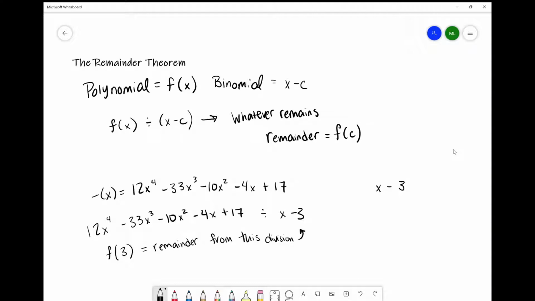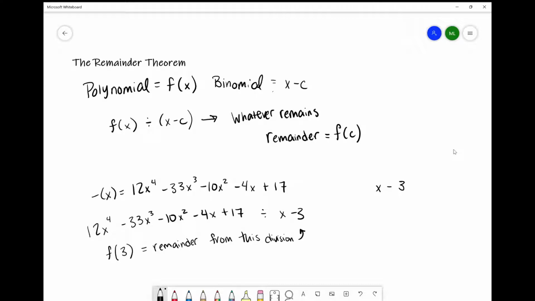Now the remainder theorem, I've written right here. The remainder theorem says that if you have a polynomial f of x, and you have a binomial, that polynomial, we said, was multiple monomials. Now a binomial has the word bi in it, so it means it has two monomials. So you have the monomial x and you have the monomial c.